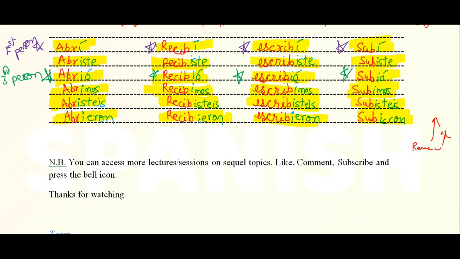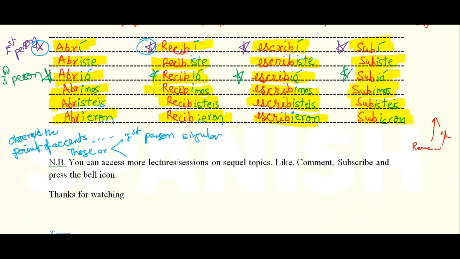And the important point is to remember the accents we put with first person singular and third person singular. Everywhere you have to observe this point. The accent plays important role in pretérito indefinido or any other tenses. So first person singular is with an accent, and you can observe here abrí, recibí, escribí, subí, and same way third person singular is abrió, recibió, escribió, subió. Accent points.